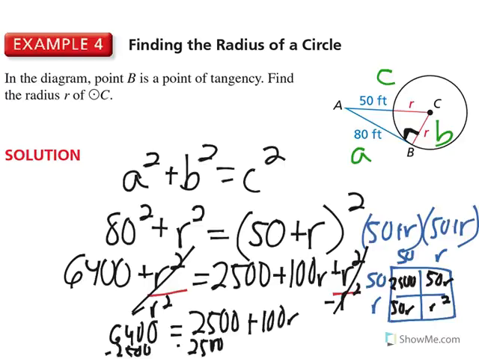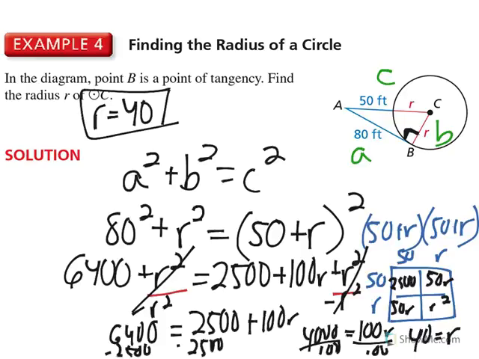And then I'm going to write this over here, because I'm going to get 4,000 on the left, and then I still have 100R on the right. So to get R by itself, I divide by 100 on both sides. 4,000 divided by 100 is going to give me 40. So that means 40 is equal to my R. If I write it back up here, R is equal to 40.